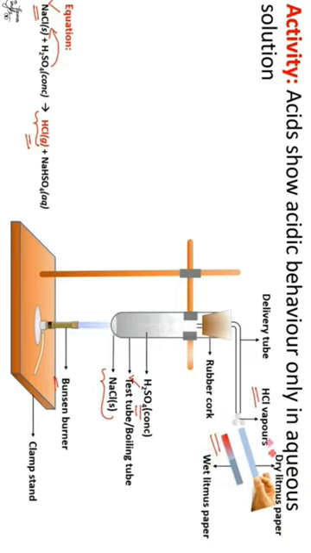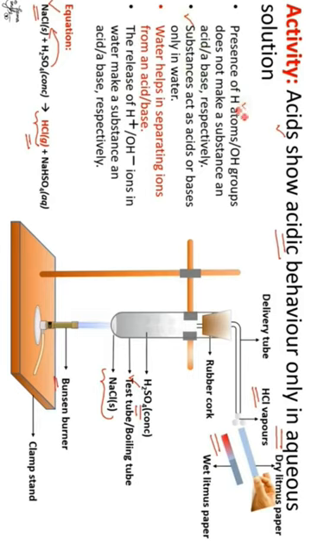So with this we can understand that acids show their acidic behavior in the presence of water. If water is there, if it is an aqueous solution, they can easily split into ions, which we can observe. The presence of hydrogen atoms or OH groups does not by itself make a substance acidic or basic respectively. Substances act as acidic or basic only in water. Water helps in separating the ions from an acid or base.